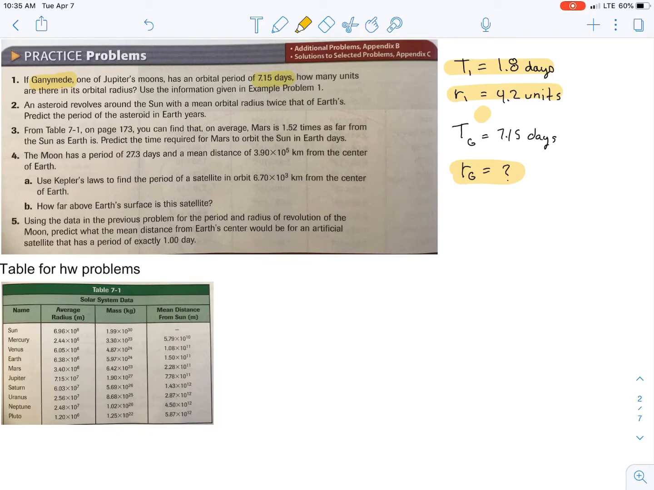And then on our problem, it says we have 7.15 days. And that's our period of moon G. All right? And then we're going to try to solve for the distance in radial units away from Jupiter for G.